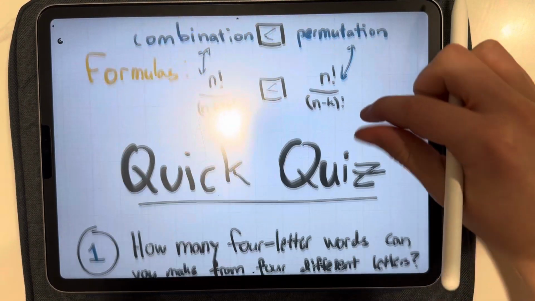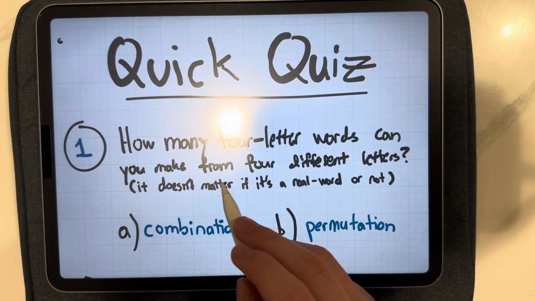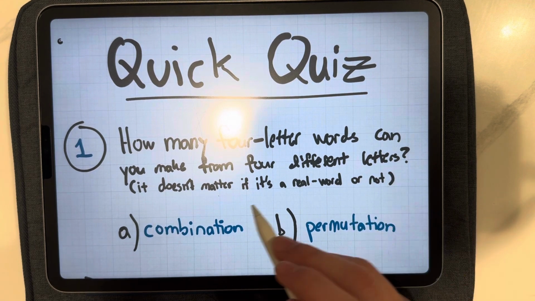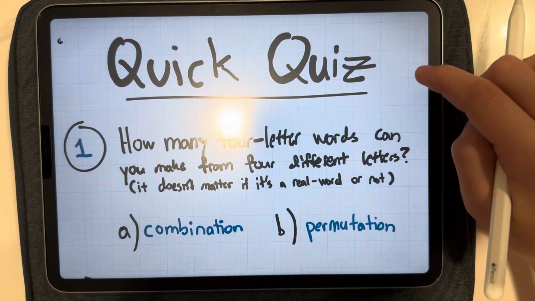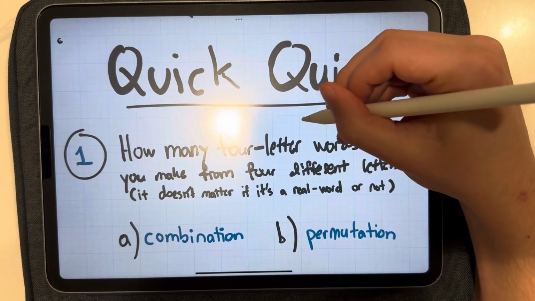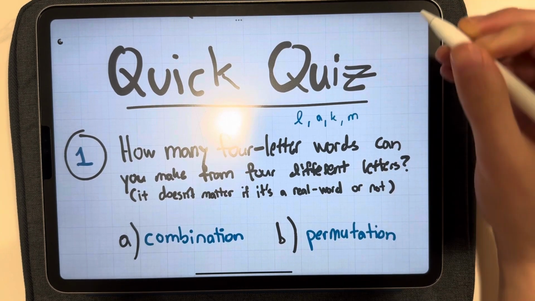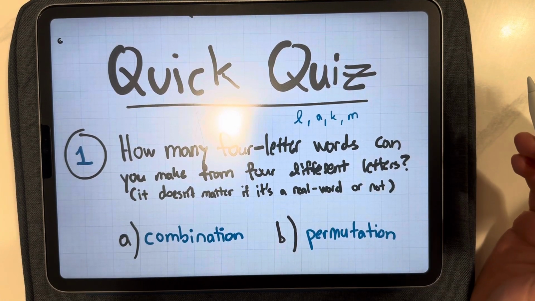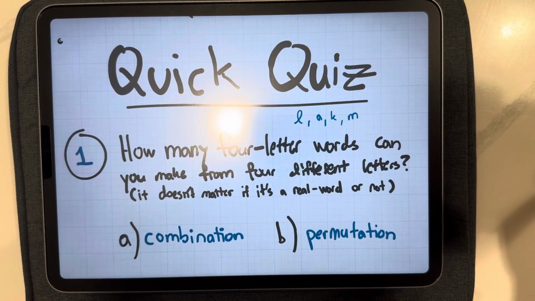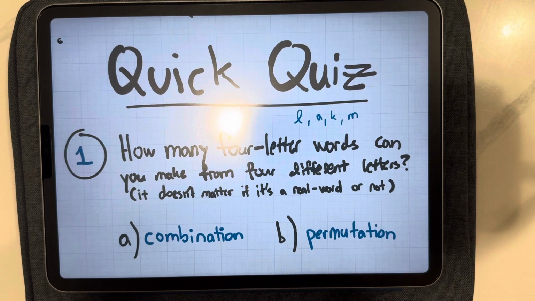So now we're going to do a quick quiz. So question 1, how many 4-letter words can you make from 4 different letters? It doesn't matter if it makes a real word or not. Just imagine that you have 4 letters, like I'm actually going to give an example. If you were to have L, A, K, and M, how many 4-letter words can you make? But I don't want you to find the number. I want you to figure out if this is a combination or permutation. So pause the video to figure it out.